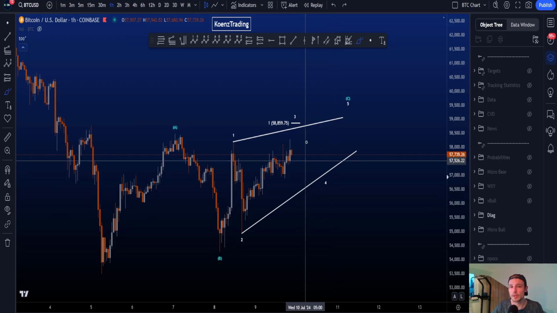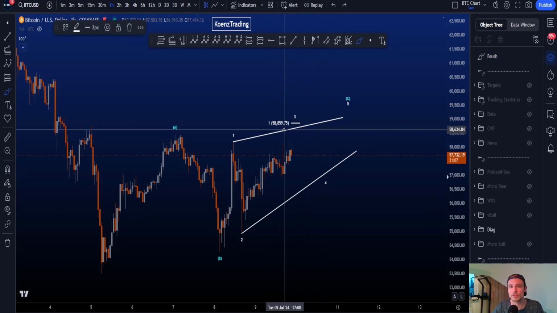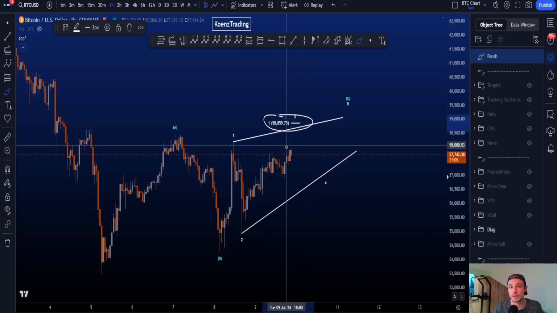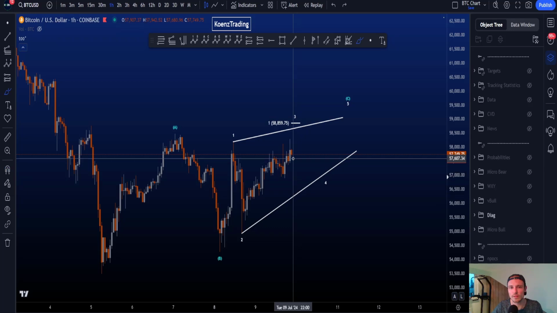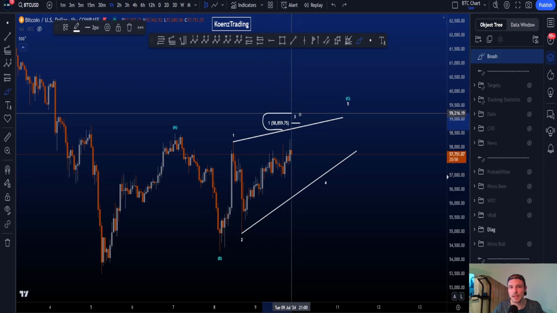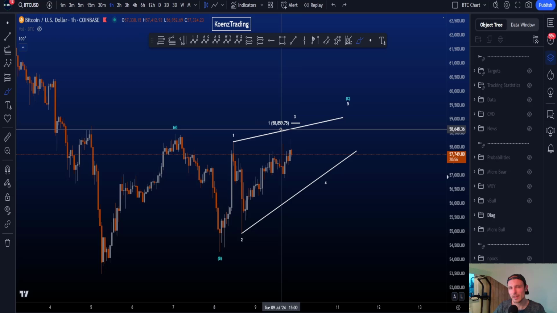Now, preferably, wave 3 here is going to stay below the 1-to-1 trend-based fib extension taken from the low to the high of 1 to the low of wave 2, sitting at 58.8k. It is not an invalidation.